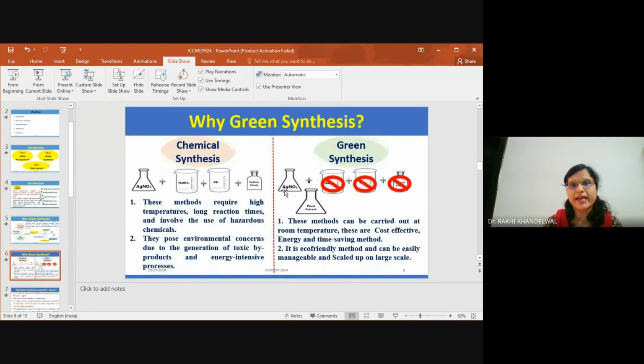But the question comes, why is green synthesis better? As we see, chemical synthesis involves use of various types of chemicals such as the silver salt solution, reducing agent, stabilizing agent, solvent, etc. But in case of green synthesis method, all these chemicals are not required. In this synthesis process, we require only the silver salt solution and the plant extract. So when we are using the green synthesis method, these methods are eco-friendly and easily manageable, as well as can be carried out at room temperature, and also these are cost-effective methods.